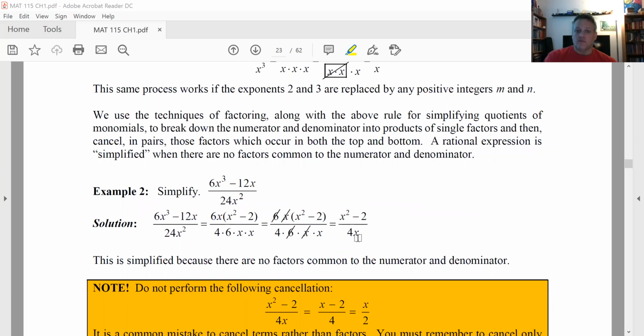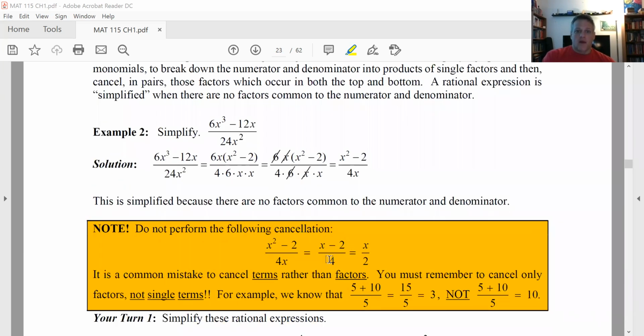We know that this is simplified because there's no common factor in the top and bottom. All right, so that leads me to the following note. When it's this form, people have the incorrect tendency to say, I can get rid of one of these x's into the x squared, so they lop off one of those x's and then further kill that 2 under the 4. You cannot cancel that because those are not common factors, they're common terms.